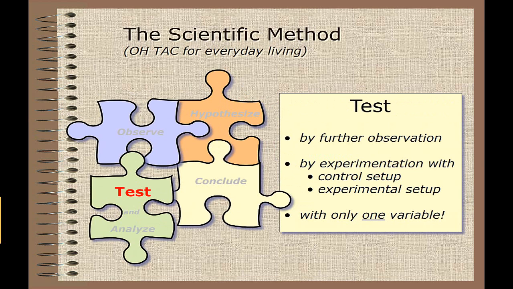Then you want to test your hypothesis. You want to test your hypothesis by making more observations, by doing an experiment with a control setup and an experimental setup. You're only going to vary one thing at a time. That's really important. If you vary two things at a time, it gets very confusing. You can do it, but it's a pretty elaborate setup.